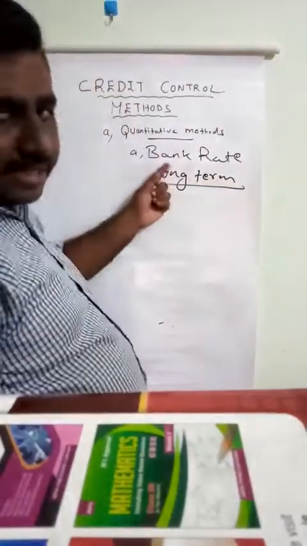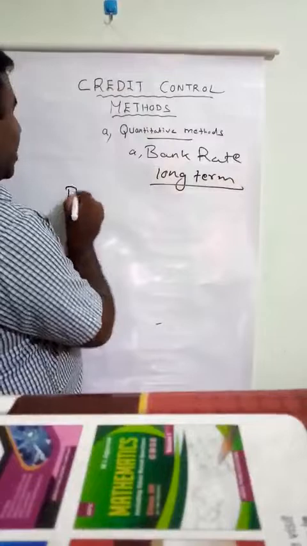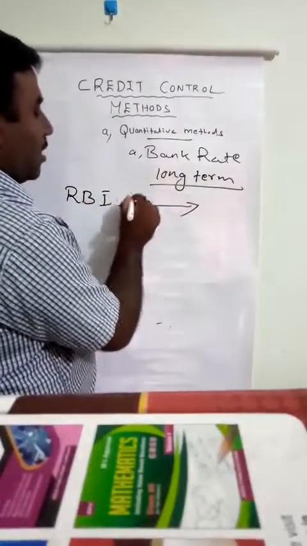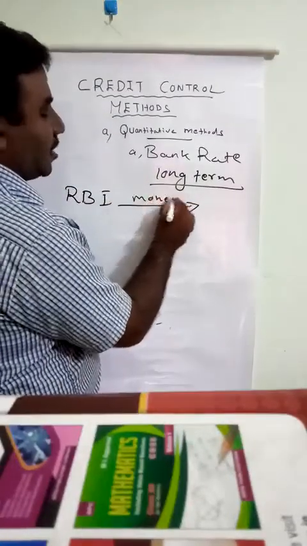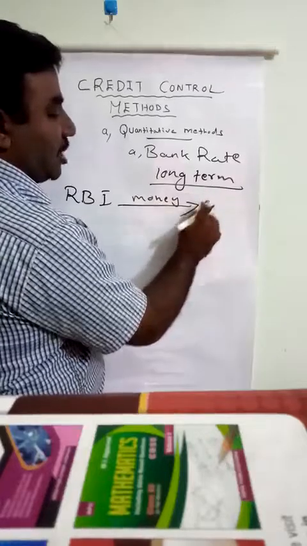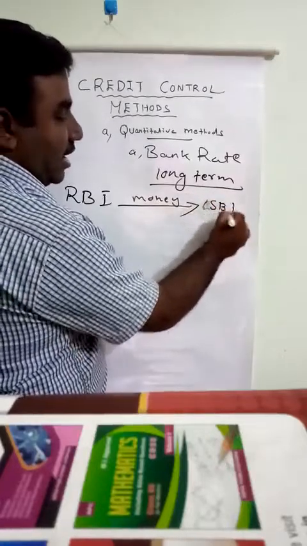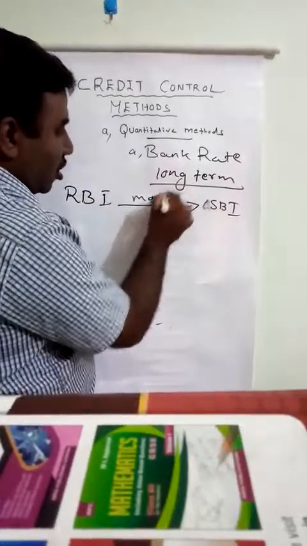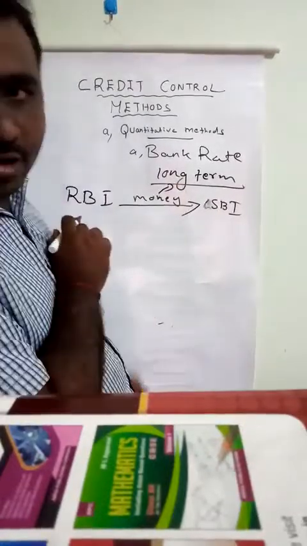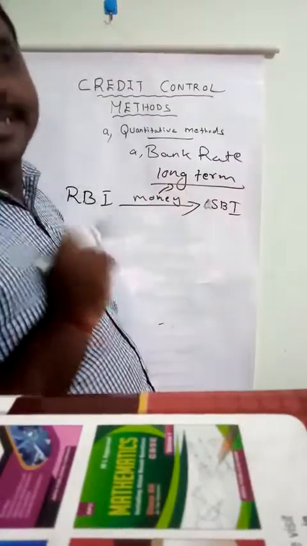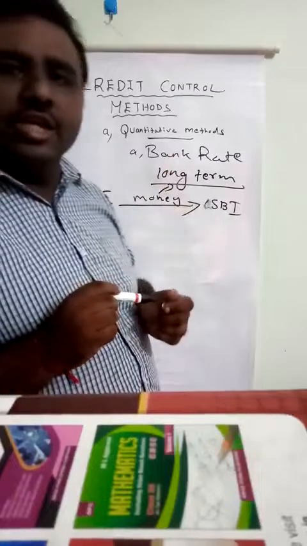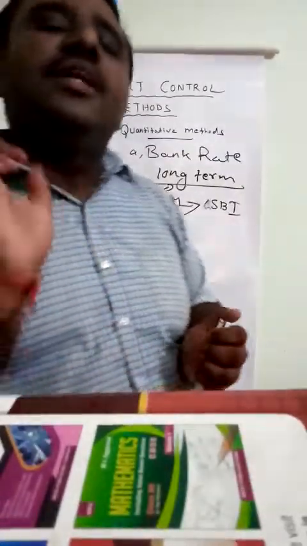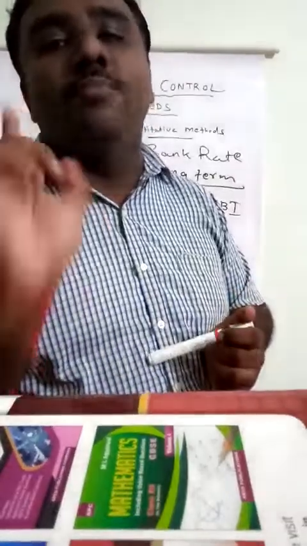Bank rate means your RBI is giving money to your commercial banks. Commercial banks, we know, are SBI, etc. Giving money to the commercial bank for long term needs is known as bank rate. Now that is the definition, and the definition is very important. Sometimes the definition will come for 1 mark.